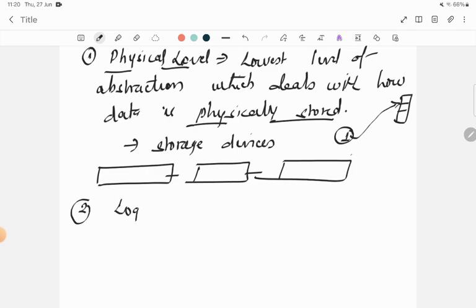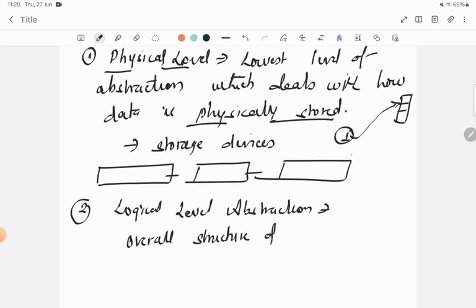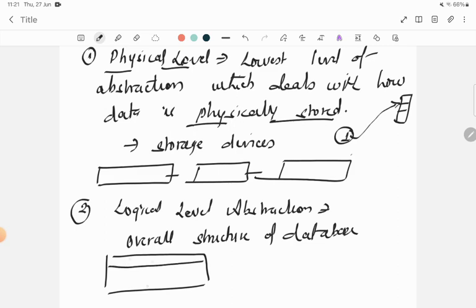The second one is logical level abstraction. In this logical level abstraction, it represents the overall structure of the database. Here it also provides the blueprint of the database, we can say. It deals with describing the relationship between the data. For example, if it is in the form of rows and columns, what is the relationship between them? In which model is this data going to be stored, either the relational model or any other model?